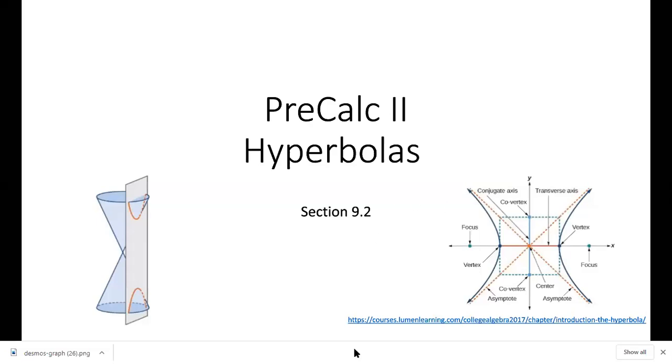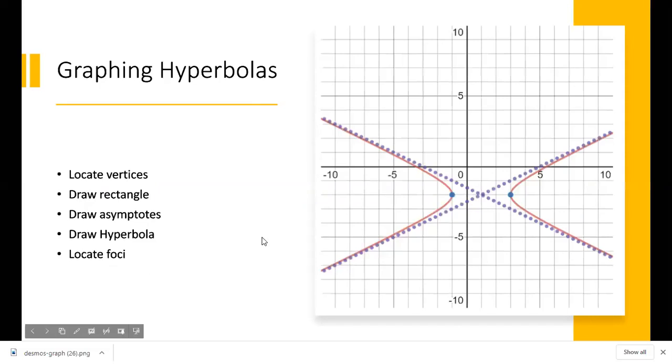So a hyperbola is a conic section where this conical structure is cut. It's defined by its vertices, its foci, and these asymptotes that go through our center. The first step is to locate the vertices. The second step is to draw a rectangle that goes through our vertices and our co-vertices. Then we can draw the hyperbola, and we also want to be able to locate the foci.